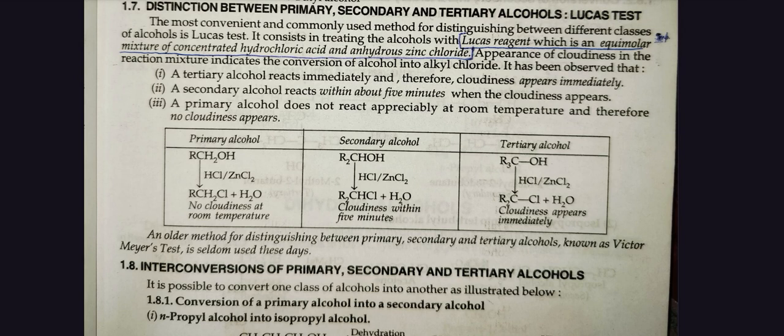It has been observed that a tertiary alcohol reacts immediately and therefore cloudiness appears immediately. A secondary alcohol reacts within about 5 minutes, when the cloudiness appears. The primary alcohol does not react appreciably at room temperature and therefore no cloudiness appears. An older method of distinction between primary, secondary, and tertiary alcohol, also known as Richter-Meyer reagent, is seldom used these days.